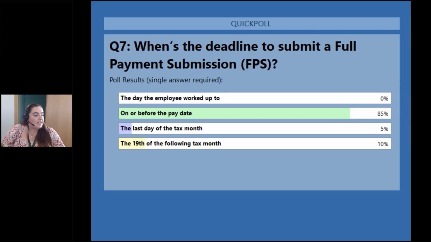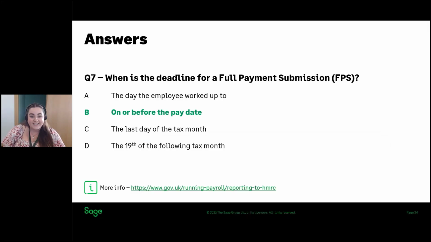Which was, when's the deadline to submit a full payment submission? So most of you, 85% of you, have said on or before the pay date. We may as well just reveal if that is correct, which it is, so well done. You do need to send the FPS each time you pay your employees, just to notify HMRC of those liabilities in the payment period. Any employees that you pay must be included. And yes, on or before the pay date. So if you paid weekly and you paid every Friday, for example, you would need to make sure that you've submitted the FPS on or before every Friday.